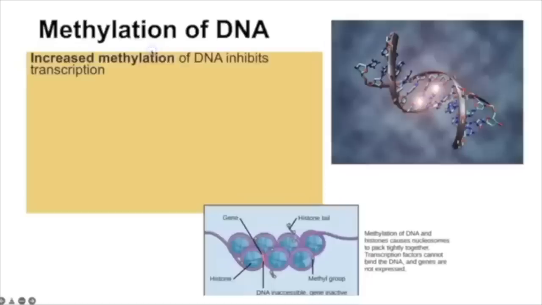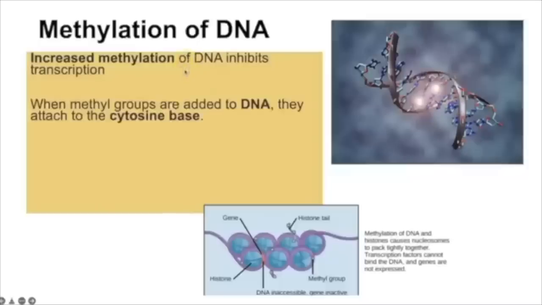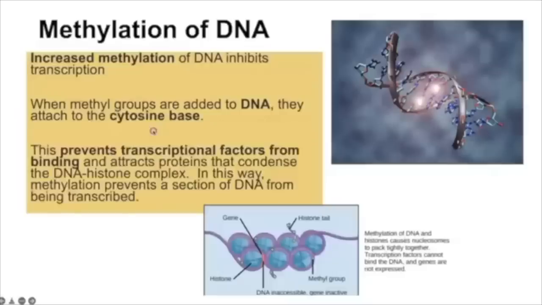So one type of impact is increased methylation of DNA. Now what this means is if you have lots of this chemical tag, methyl groups, binding to the DNA, it actually inhibits transcription. And the reason for that is when the methyl groups are added to DNA, they attach to the cytosine base and it prevents transcription factors from binding. It will attract the proteins that condense the DNA histone complex, and in this way it prevents sections of DNA from being transcribed. So that's what we can see happening here.